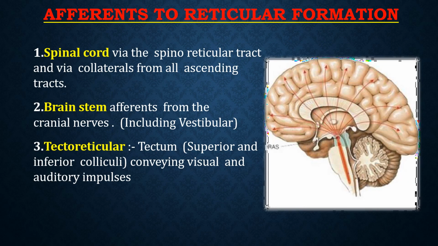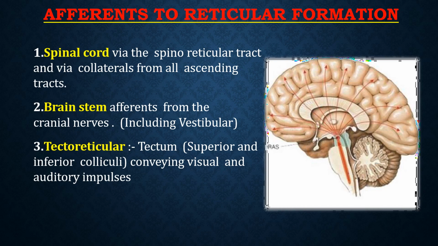And if we see the efferents to the reticular formation, so efferents means the nerves which are coming to the brainstem reticular formation. So from where the efferents should come, anywhere from the brain and anywhere from the spinal cord. So first from the spinal cord, mainly by the spino-reticular tract. Okay, so that is the main tract which ends in the reticular formation of brainstem, and also from the collaterals.